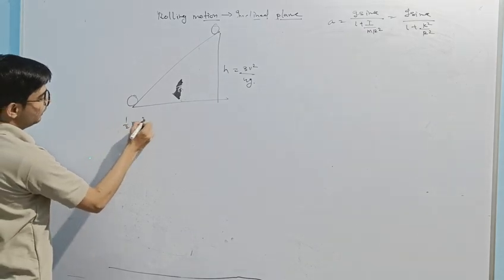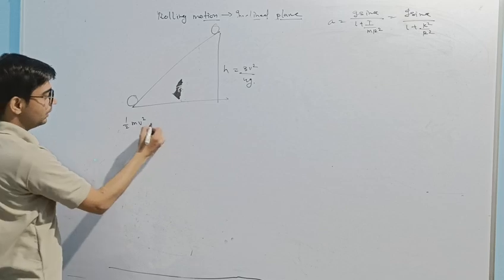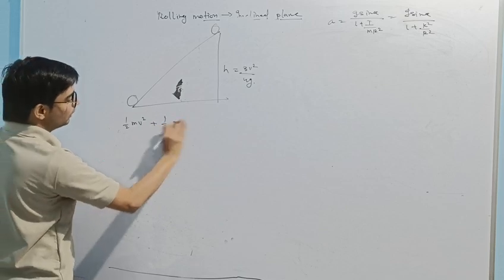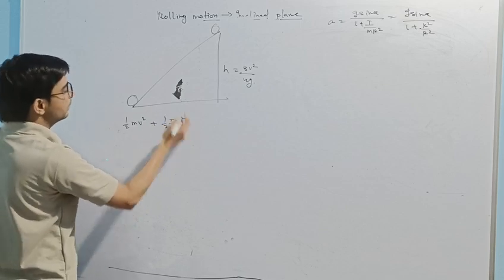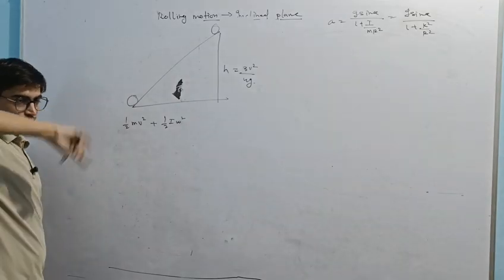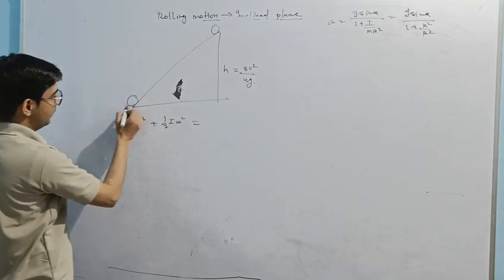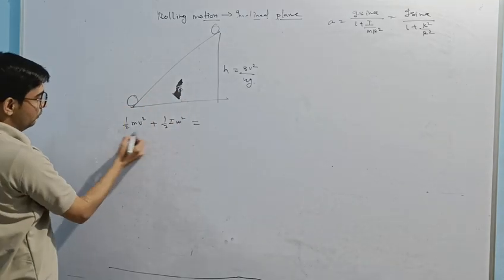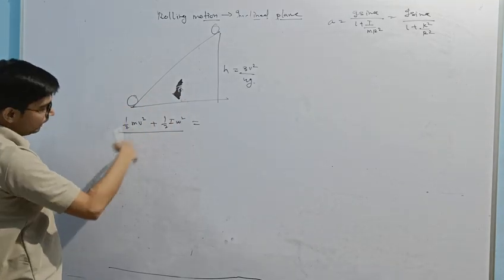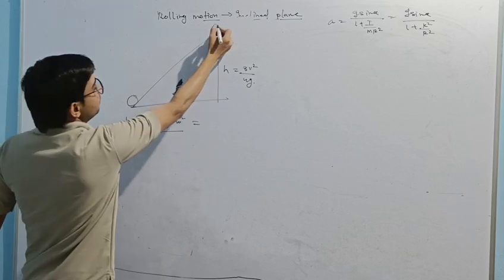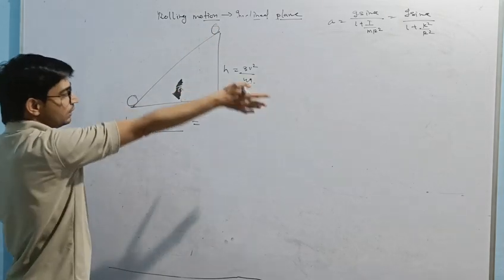1/2 mv square is translational kinetic energy, plus rotational kinetic energy 1/2 I omega square. दोनों होंगे. यहाँ पर घूमते हुए आएगा ऑब्जेक्ट और चलते हुए आएगा, राइट. तो इस एट दिस पोजीशन देयर इज नो हाइट, सो दिस इज नो हाइट ऑन लेफ्ट साइड. So at this position there is no velocity, only potential energy it has.